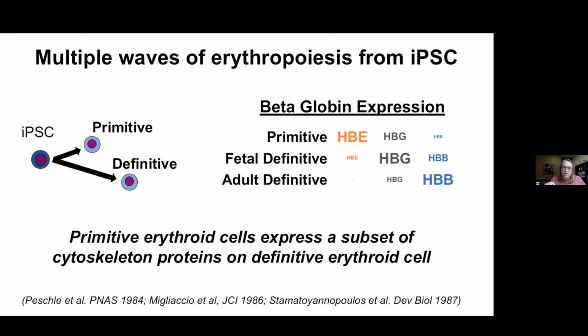Importantly, our collaborators have shown it's not just globin genes that are differentially expressed, but primitive erythroid cells express a subset of the cytoskeleton proteins that we find on our definitive erythroid cells. And this includes missing some of the key antigens that we want to use for reagent red cells. So we'd like to start with definitive erythroid progenitors for this project.